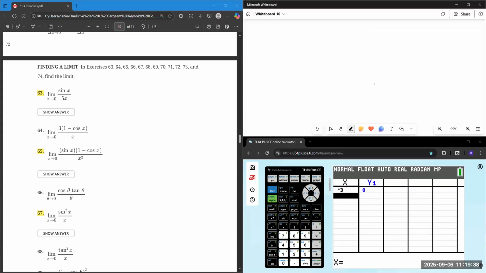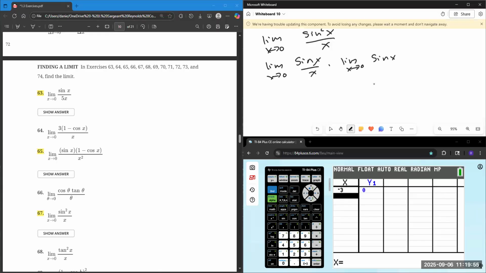For 67, the limit as x goes to 0 of sine squared x over just 1 x is the limit as x goes to 0 of sine x over x times the limit as x goes to 0 of the extra sine x that's left over. This is 1 times, and that limit is 0, so that's 0.